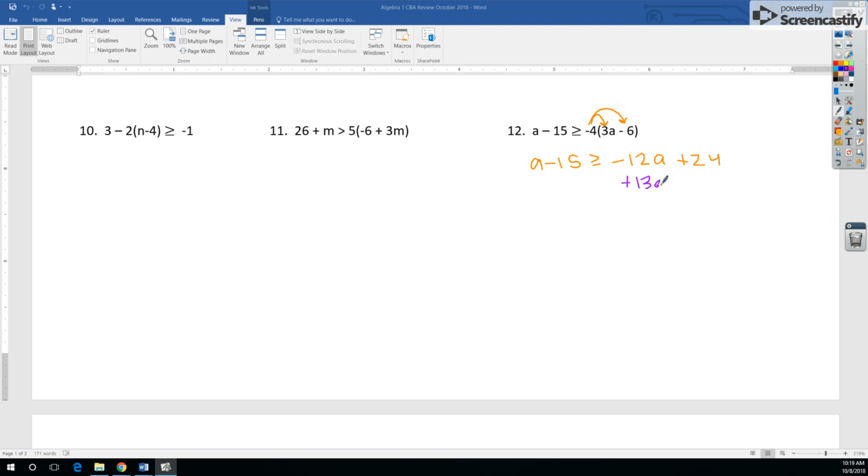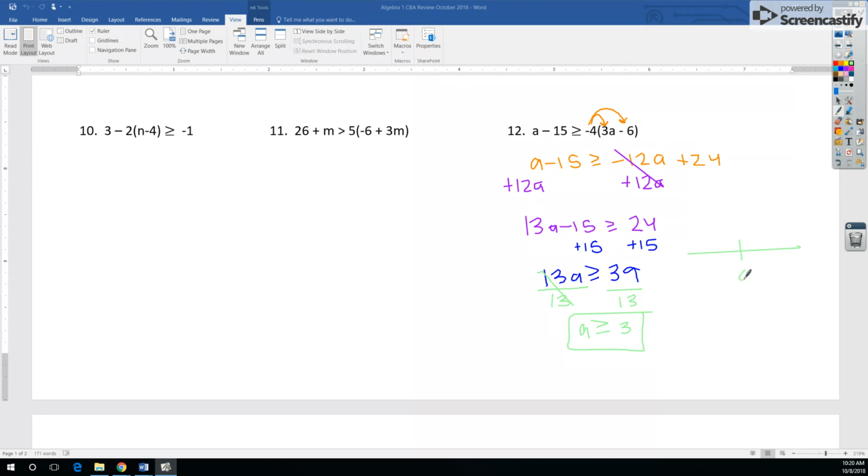Let's add 12a to both sides to get rid of that. 13a minus 15 is greater than or equal to 24. Add 15. 13a is greater than or equal to 39. And dividing by 13, a is greater than or equal to 3.